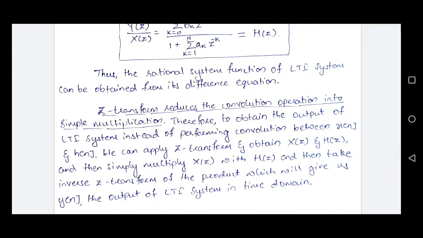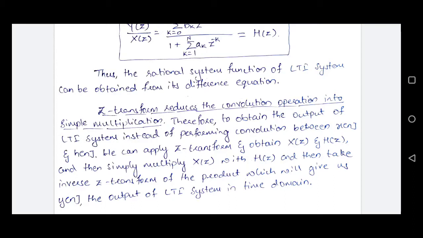we'll apply z transform and obtain the z transform of the input and impulse response. We'll multiply them together. We'll multiply X(z) with H(z). The z transform of the input and the z transform of the impulse response will be multiplied together, and on this product we'll take the inverse z transform, which will give us y(n).